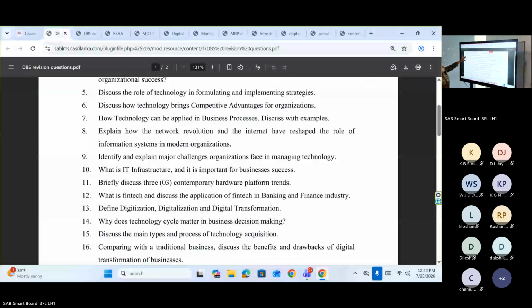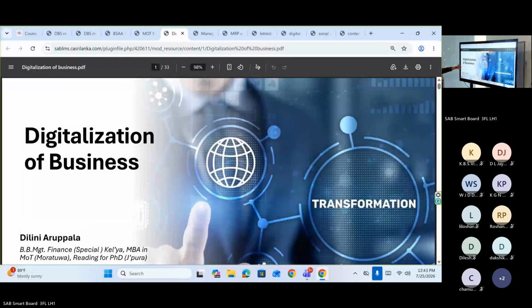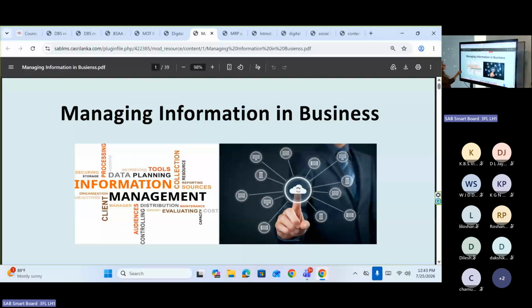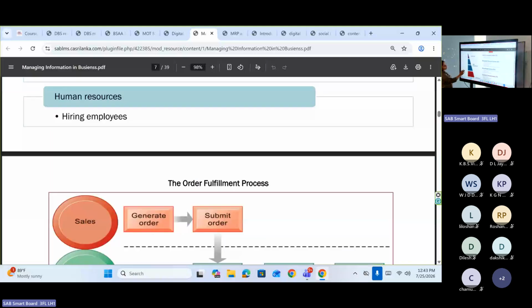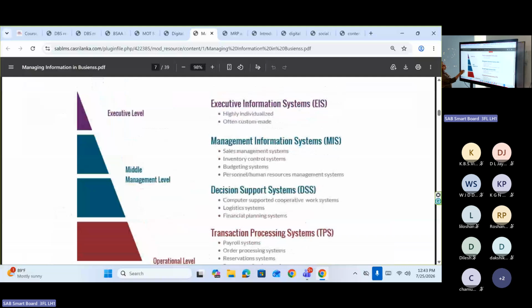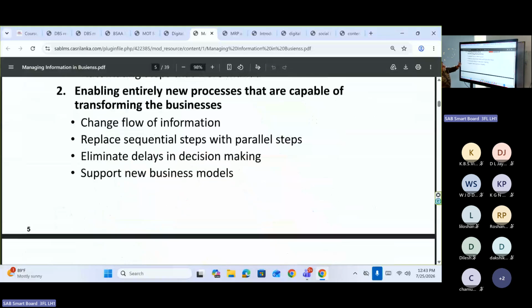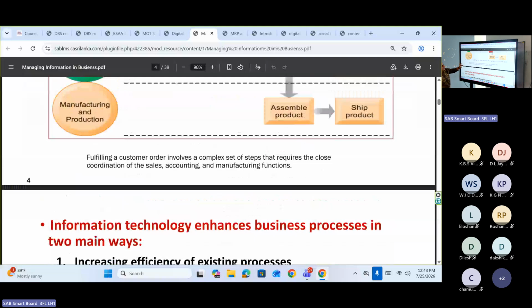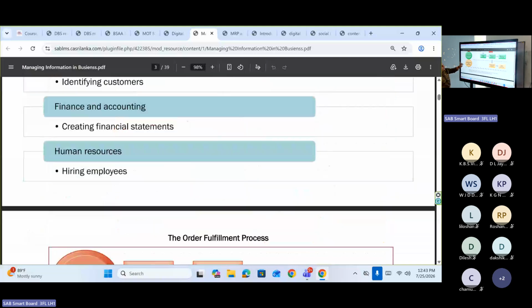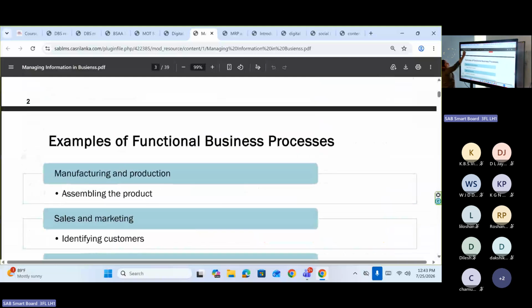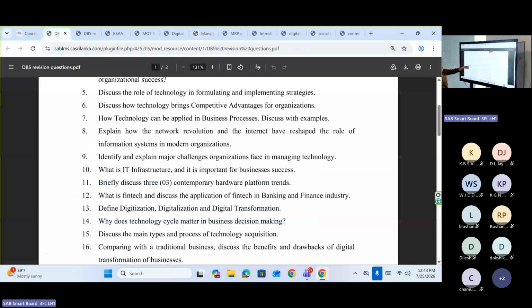Question number 7. How technology can be applied in business processes? Discuss with examples. So here, in lesson 4, we discussed about organizational hierarchy, and we discussed about business processes, and there we discussed some of the examples of business processes. So that question relates to that particular lesson.